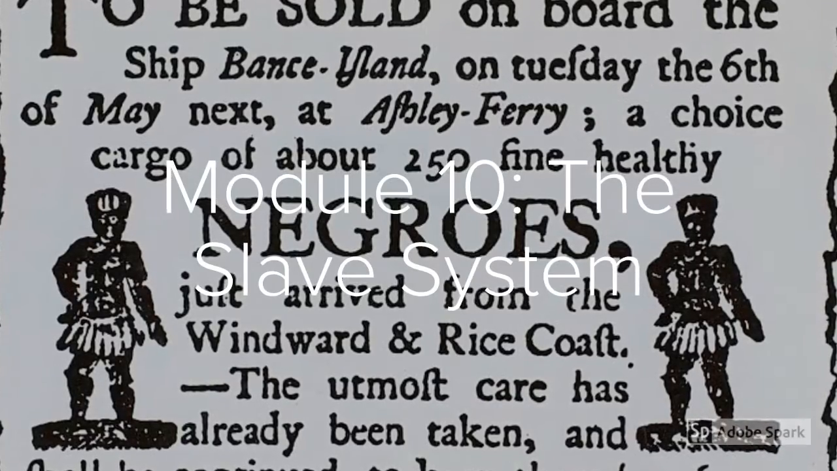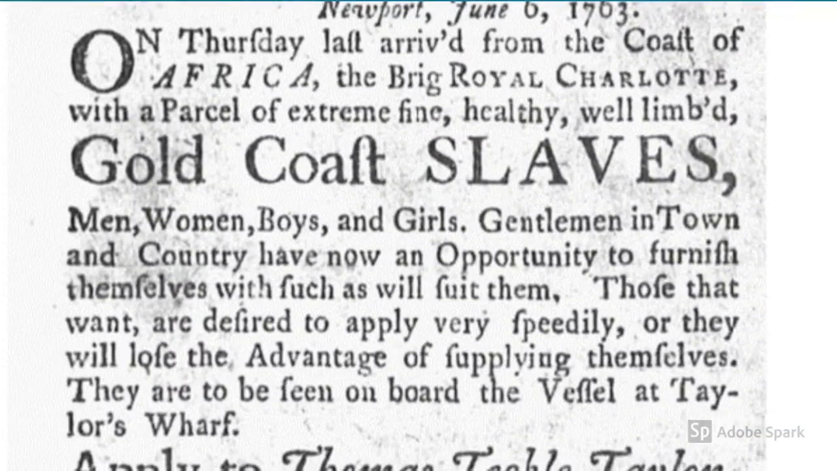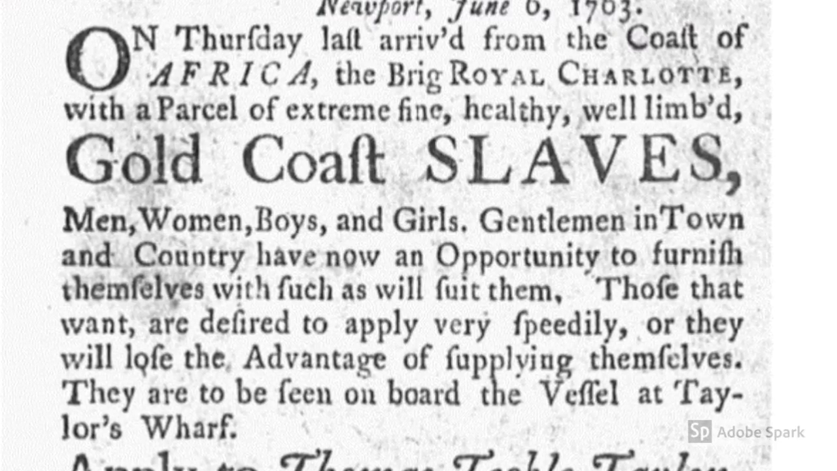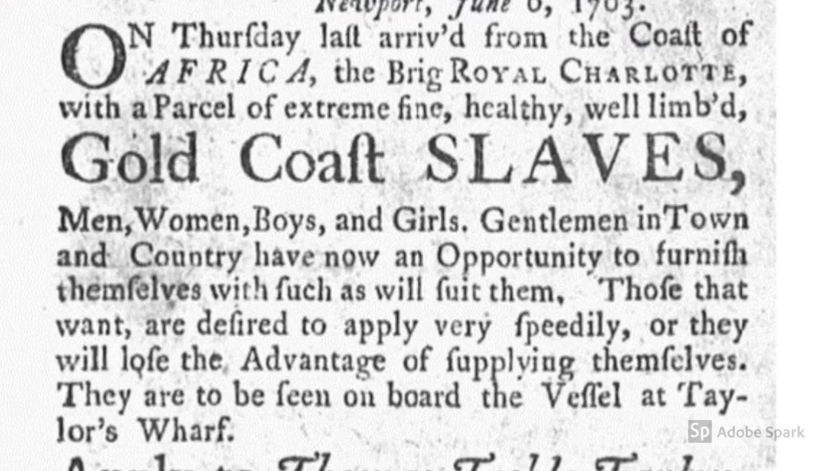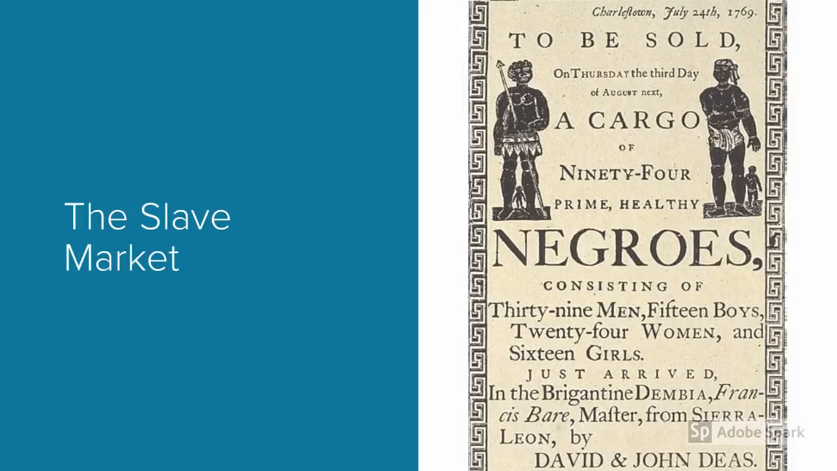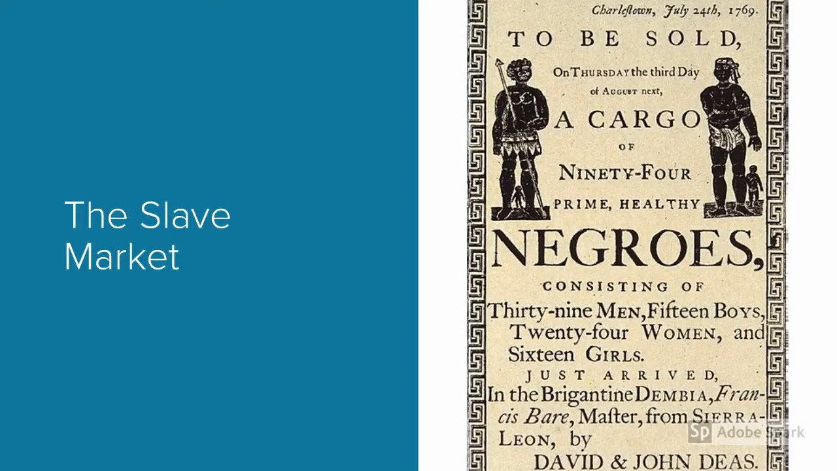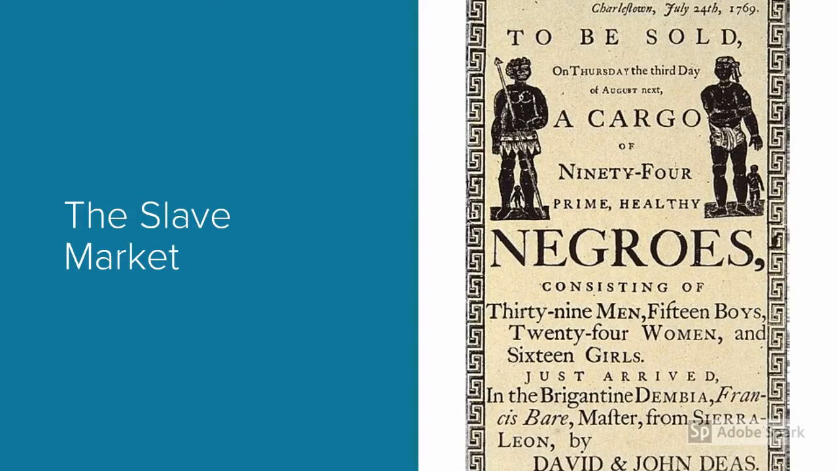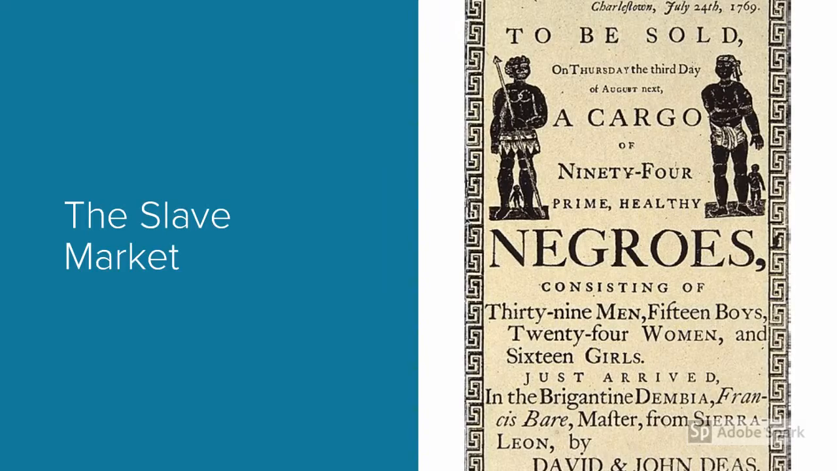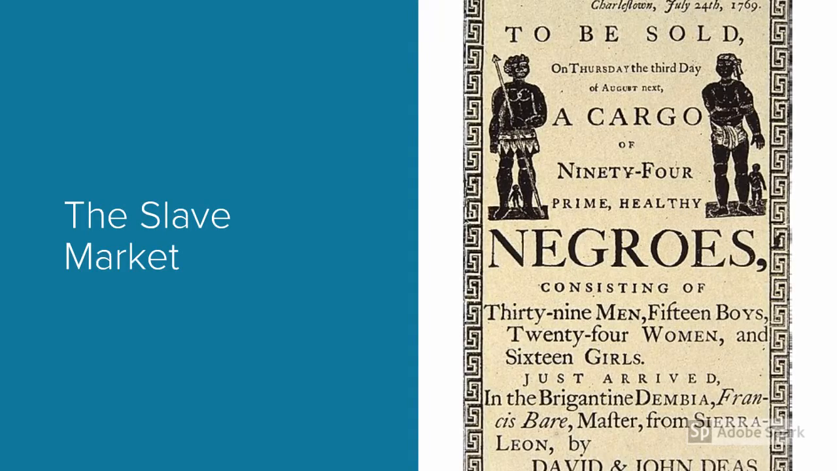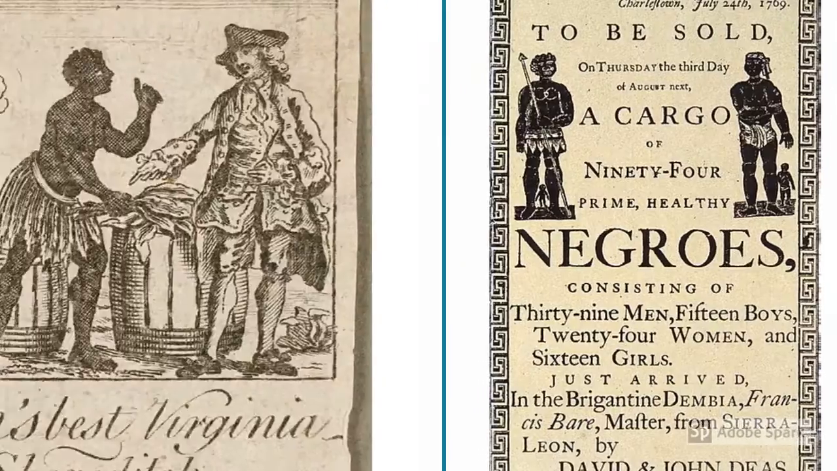Welcome to Module 10, The Slave System. In this module, we will examine what happened to enslaved captives after they reached the Americas. We will start by looking in detail at the slave market, where humans who had been transported as commodities from Africa were sold to buyers, beginning their new lives as slaves.